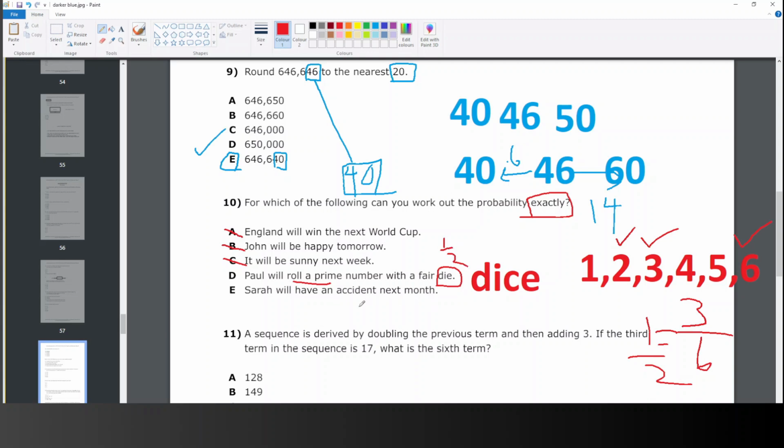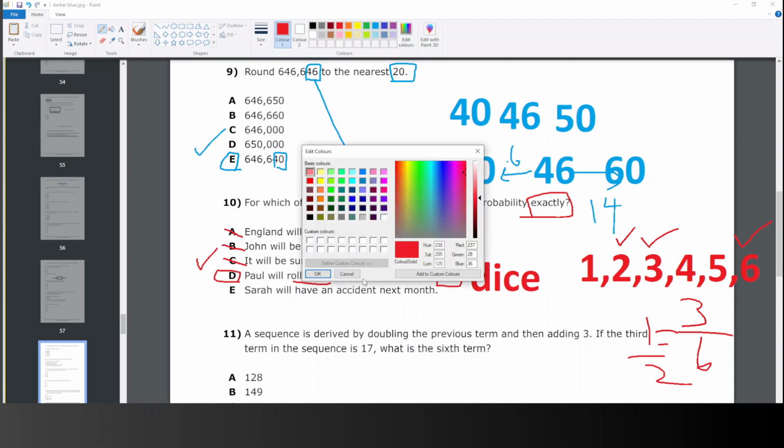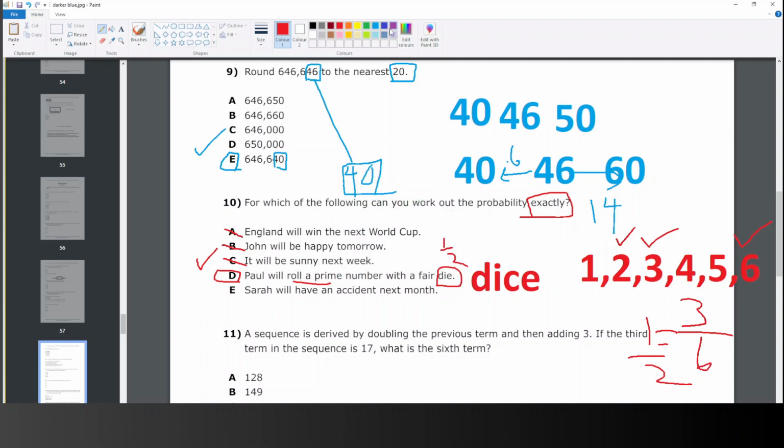Sarah will have an accident next month. We don't know what's going to happen to people. D is the answer. What a strange question. My goodness. What is B about? John will be happy tomorrow? Don't know, mate. I don't know what's happening with Sarah. Football? Some people don't care about football. What is this question? So here, D is the answer.